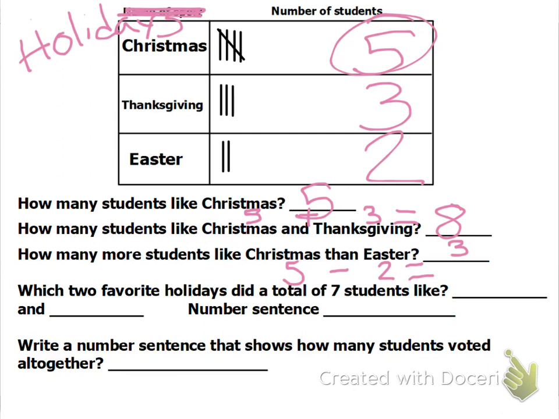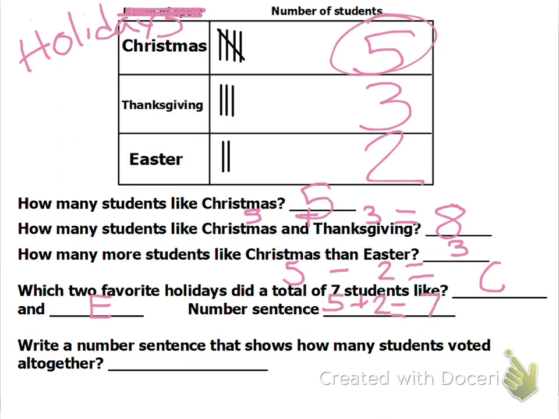Which 2 favorite holidays did a total of 7 students like? So looking at 5, 3, and 2, which 2 added together make 7? So I know that 5 plus 3 equals 8. We already knew that. So 5 plus 2 equals 7. So we know it's Christmas. I'm just going to put a C for Christmas and E for Easter. So 5 plus 2 equals 5, 6, 7.